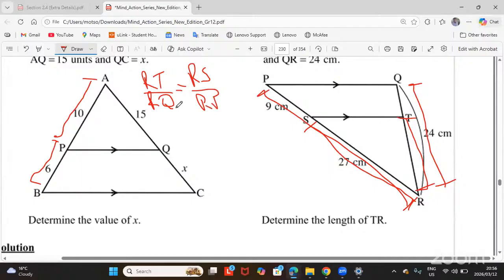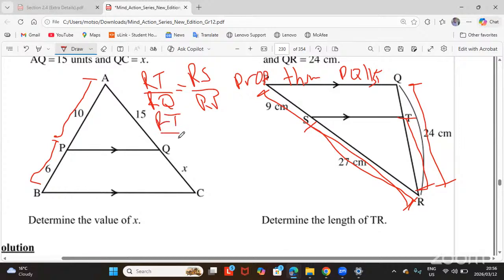RT. Why do I say these are equal? Proportionality theorem. Why do I say this is the proportionality theorem? Because PQ is parallel to ST. Perfect, just like that. And now you substitute into your formula. What is RT? RT there is the one that we are looking for, or TR. It doesn't matter.